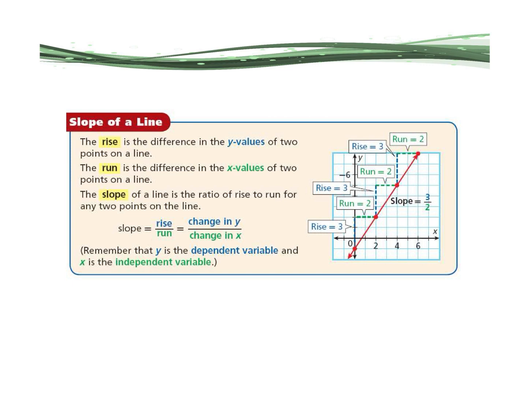So here we have how to get the slope of a line graphically. So the rise is the difference in the y values of 2 points on a line. And the run is the difference of the x values of 2 points on a line. So the slope of a line is the ratio. Remember, ratio means division, guys. Of rise to run for any 2 points on the line. So we have the slope equals rise over run, or the change in y over the change in x. And it says, remember, the y is a dependent variable and the x is independent.